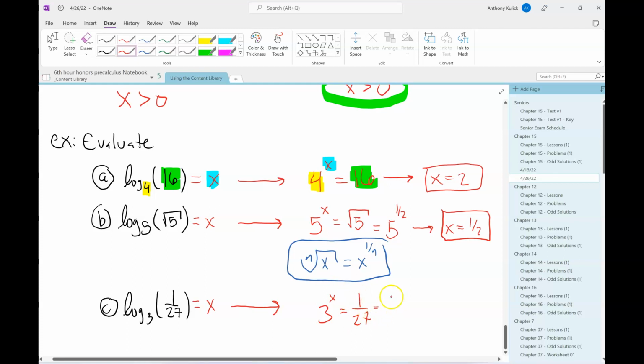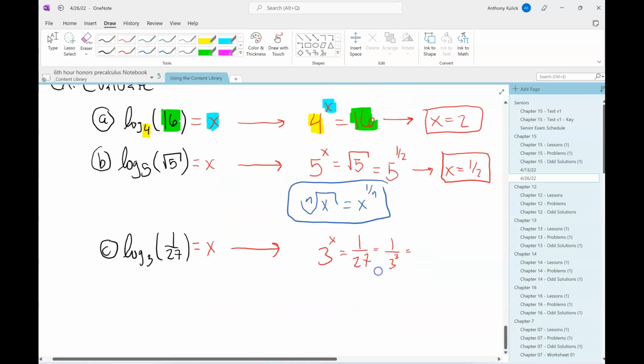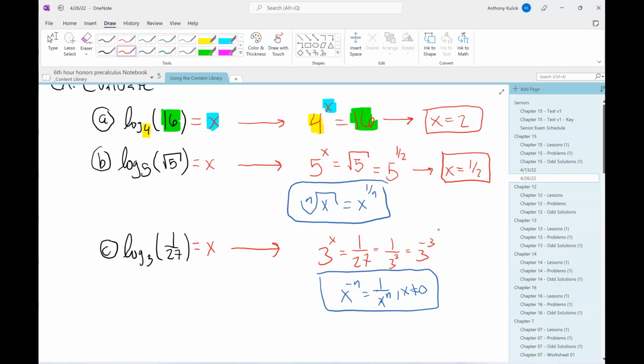So I recognize 1 over 27 is 1 over 3 to the third, right? And then I know that the negative exponent property says that a negative exponent makes a reciprocal. So I can call that 3 to the negative 3. So the reciprocal of 1/3, and then move a negative into the exponent. Because if I do both a reciprocal and a negative exponent, it's like doing nothing at all, right? So what does x have to be then? Negative 3.